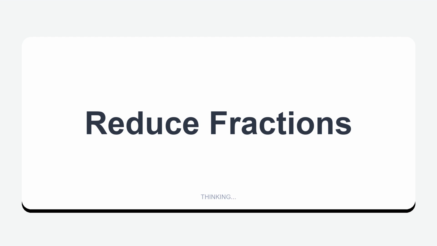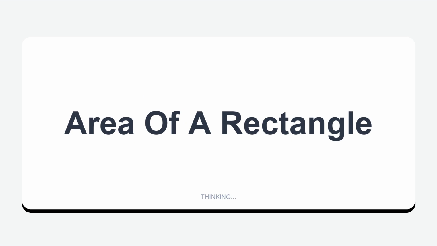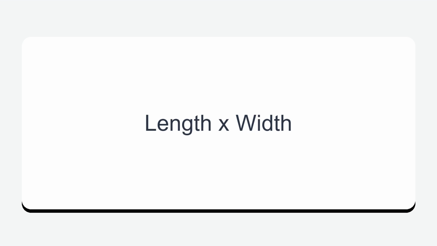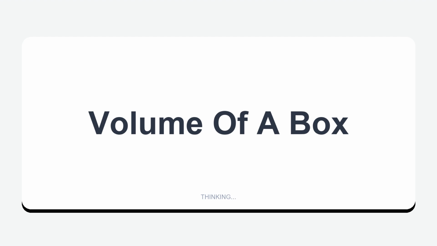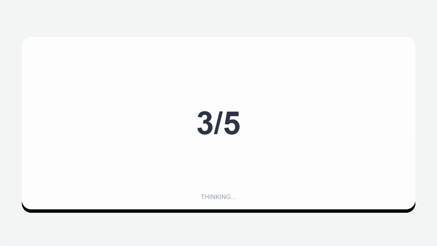Reduce fractions: find a number that will divide into both top and bottom. If both numbers are even numbers, just cut them in half. Area of a rectangle: length x width. Volume of a box: length x width x height. 3/5 is 60%.